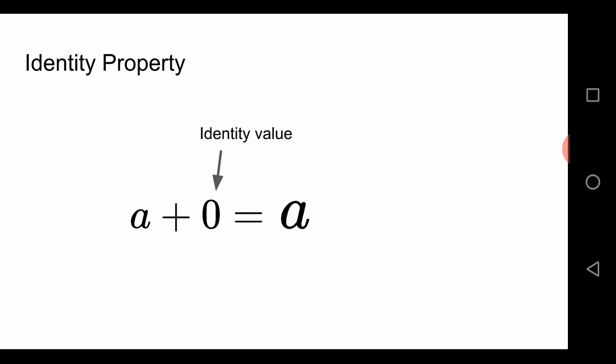Identity property is: if I have a number, any integer, and if I add 0 to that number, the number itself is the result. You're going to get the same number as a result. This particular value 0 is called the identity value, because this is the only number that, when you add it to another integer, the integer is the result. You get the same number as a result.